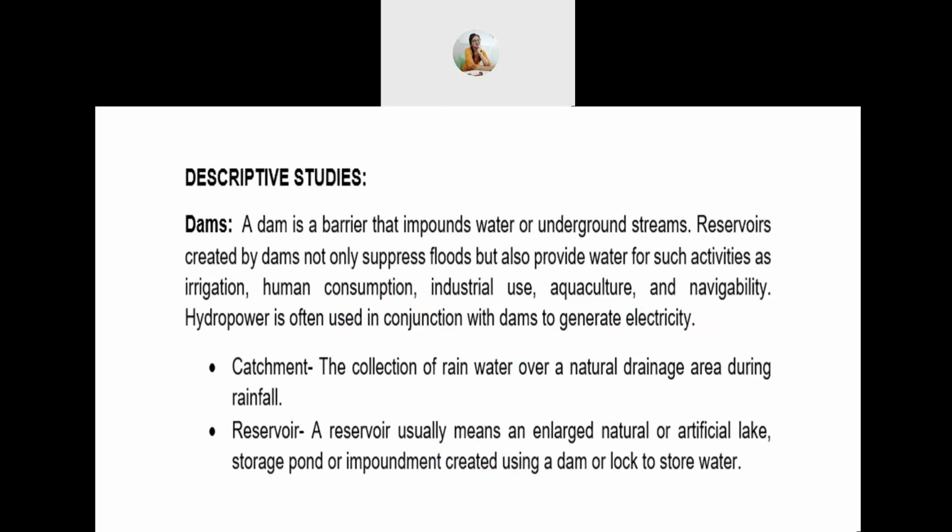So, in dams, we get two parts, that is catchment and reservoir. For catchment, the collection of rainwater over a natural drainage area during rainfall is better known as catchment. Then a reservoir usually means an enlarged natural or artificial lake, storage pond, or impoundment created using a dam or lock to store water.